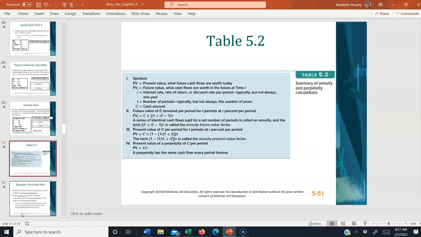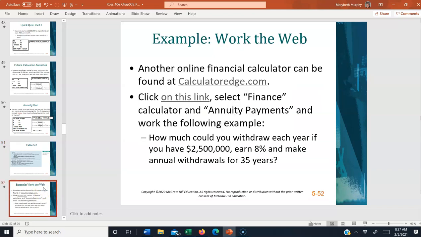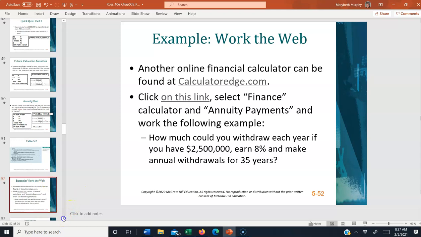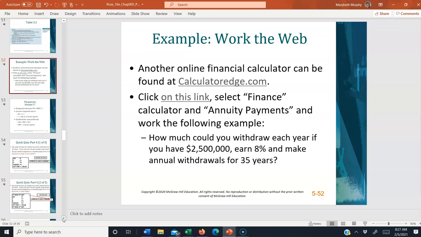This next slide is a nice slide to have. It shows you some of the formulas and things. It's a good slide to keep available for the exam. If you want to, there are online calculators, and you can go online and find those. I would recommend, if you're going to use those, that you become comfortable with them before the exam, so you're not trying to learn how to use them while you're taking the exam, because it's not going to work.